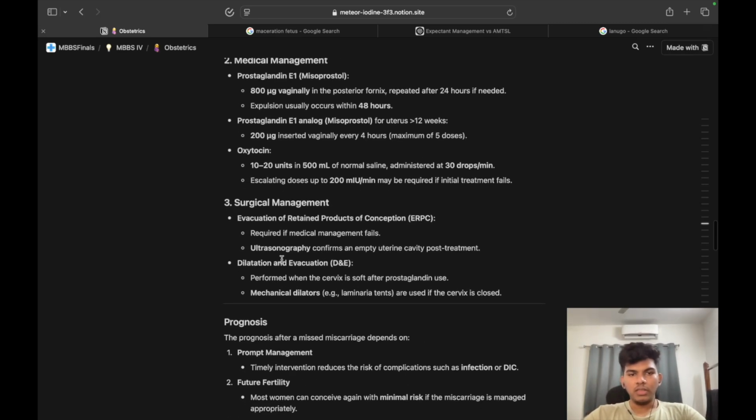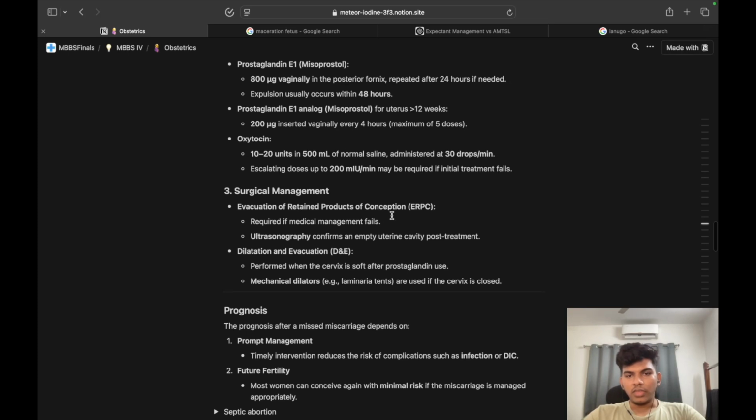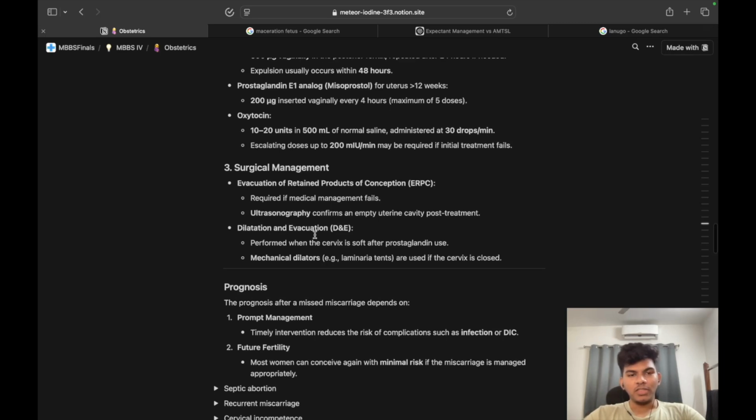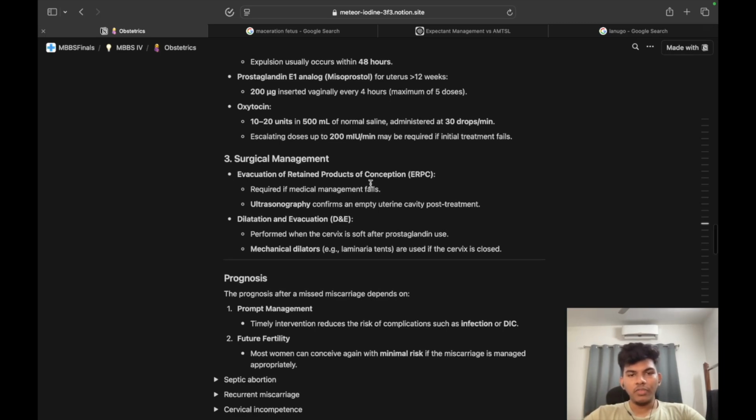Finally, coming to surgical: evacuation of retained products of conception, that is ERPC. This reminds me of that surgical gallstone procedure, endoscopy. Yeah, dilation and curettage, and dilation and evacuation, that is another one. So, here evacuation of retained products of conception is required if medical management fails.